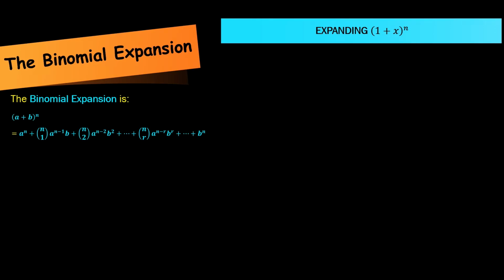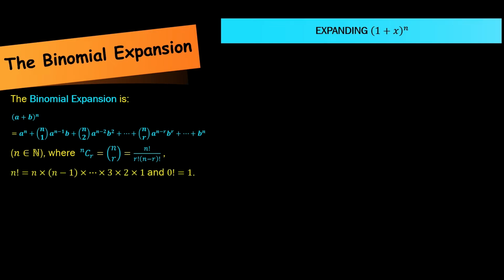The binomial expansion for a natural number n is a plus b all raised to the power n, as shown on your screen. Here, n choose r is equal to n factorial all over r factorial times n minus r factorial, where n factorial equals n times n minus 1 times all the way down to times 3 times 2 times 1, and 0 factorial is equal to 1. There are n plus 1 terms, and therefore the formula produces a finite number of terms.